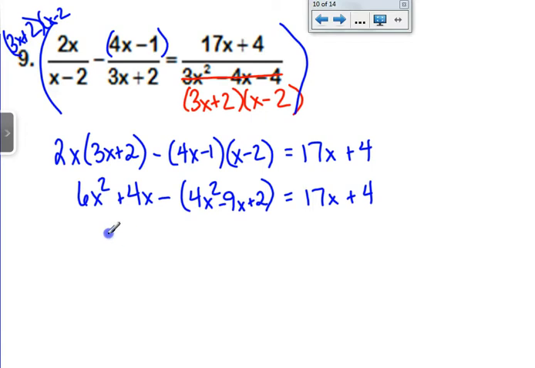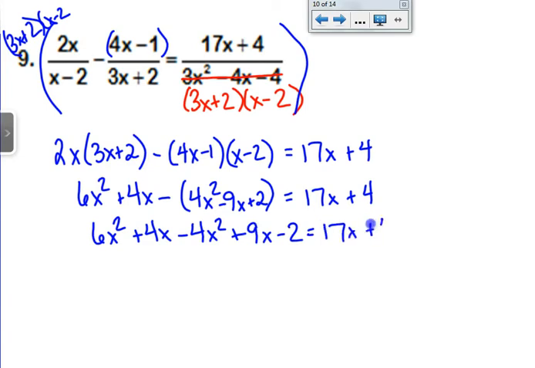Now I'm going to go ahead and distribute the negative. 6x squared plus 4x minus 4x squared plus 9x minus 2 equals 17x plus 4. Ugh. Now, a lot of things we can collect. I'm going to bring everything to the left and collect my like terms.